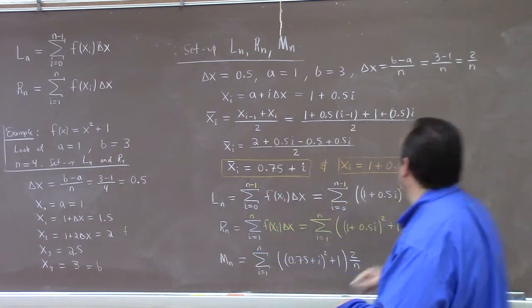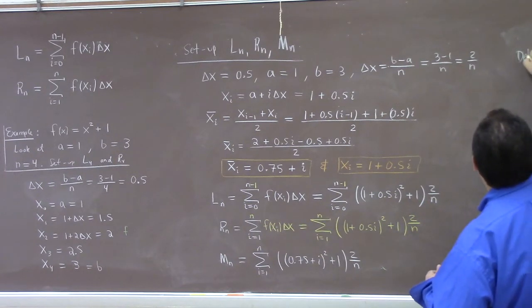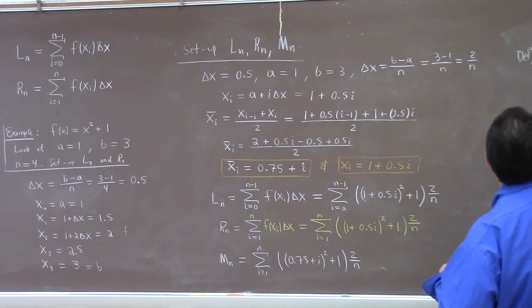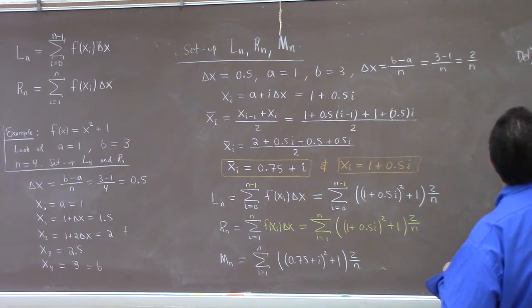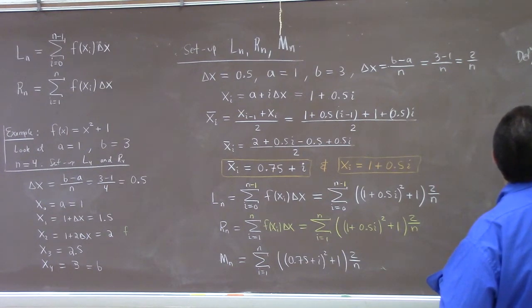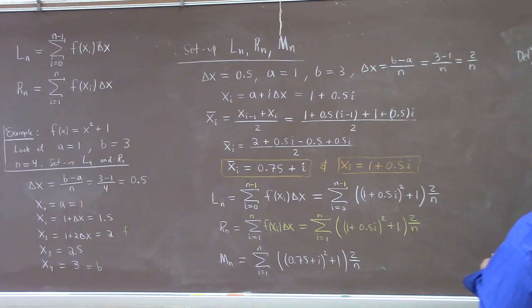So this is a definition. The integral from a to b of f of x dx is equal to the limit as n goes to infinity of the sum i equals 1 to n of f of x sub i star delta x.